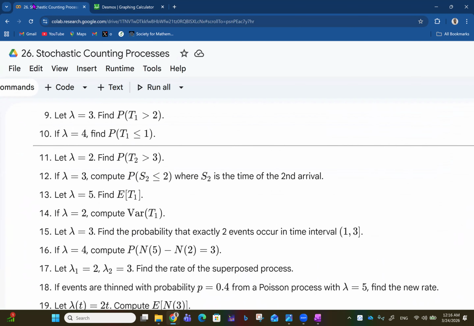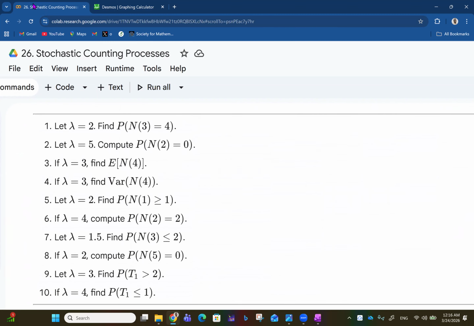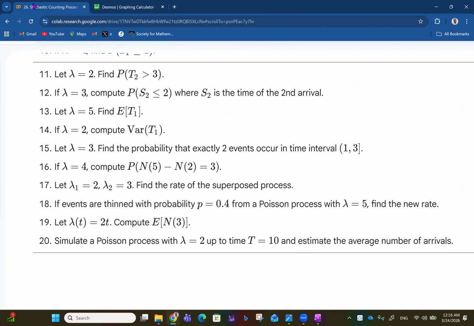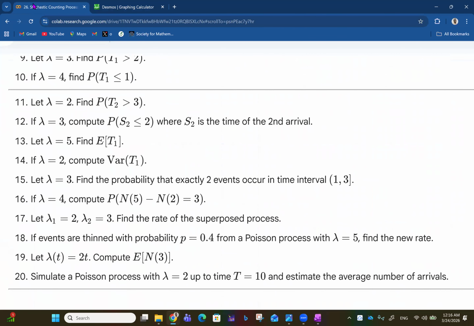So let me know how helpful this is for you. You have questions 1 to 10 here and questions 11 to 20. Just fix up the formulas and get everything. Of course, I'm going to talk more about Poisson processes in subsequent videos.